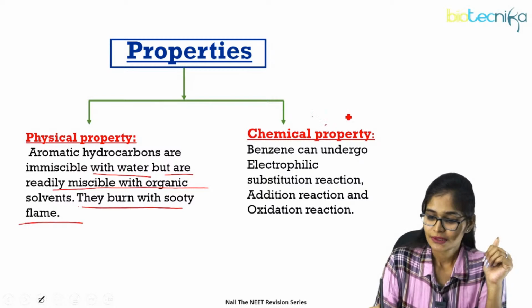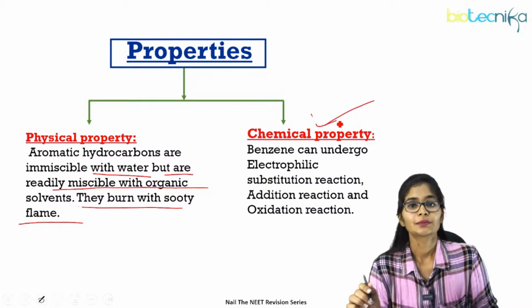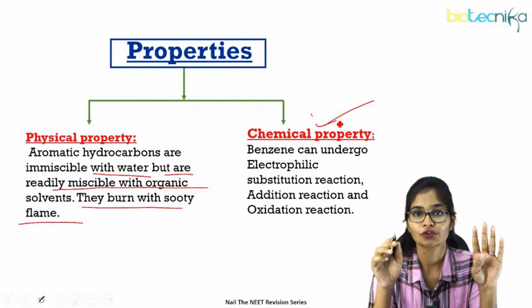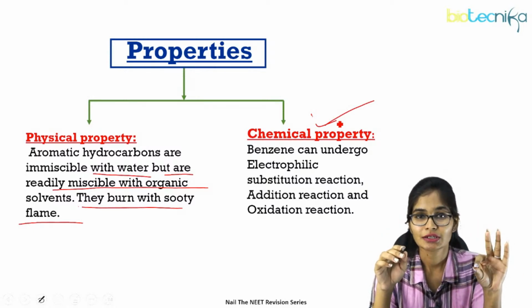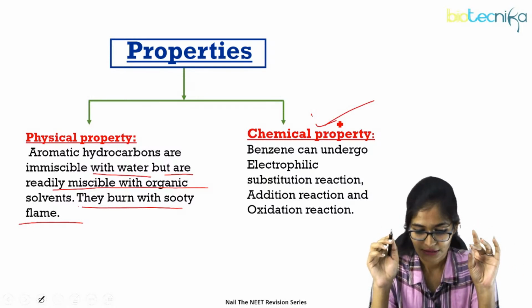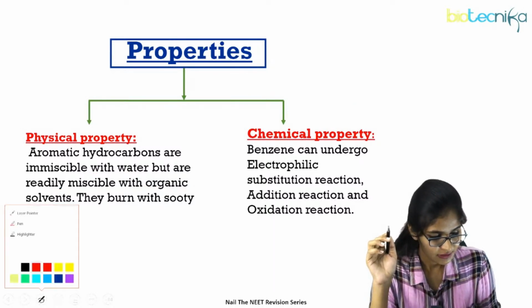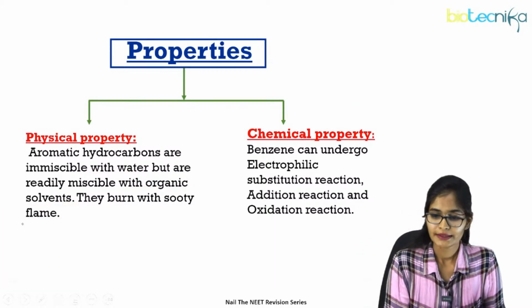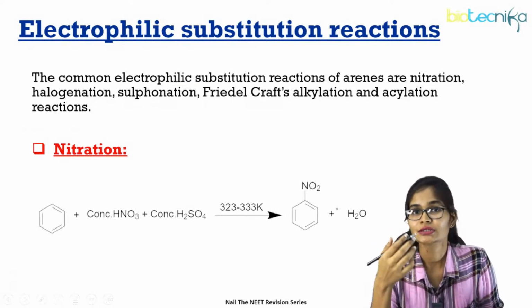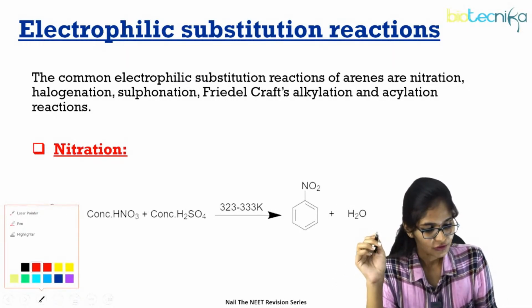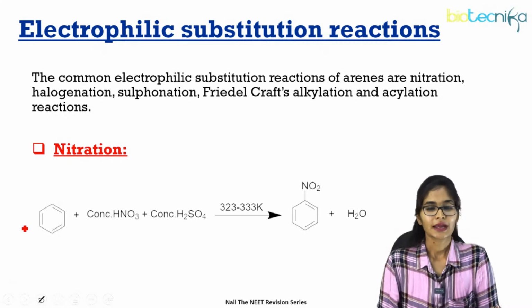Apart from that, the chemical properties: as I have told, it can undergo substitution reaction, that is electrophilic substitution, addition reaction, and oxidation reactions. So now we'll start with the chemical properties of benzene. All the reactions you can follow for the chemical reactivity. So now coming to the first method, nitration.